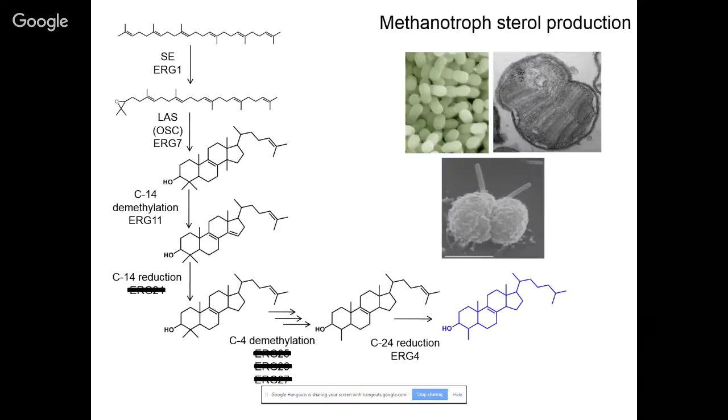The problem was when we went into the genome of Methylococcus capsulatus Texas, our lab strain, we found that it was actually missing some of the genes in this pathway. It didn't have the C14 reduction gene, but then it didn't have the C4 demethylation gene. So we had nothing to knock out to do our phenotypic analysis with. And so the first thing we wanted to determine was how are these methanotrophs actually demethylating at the C4 position?